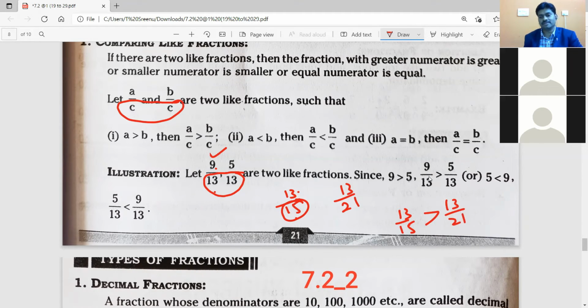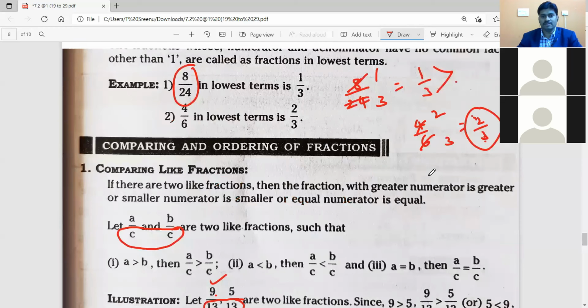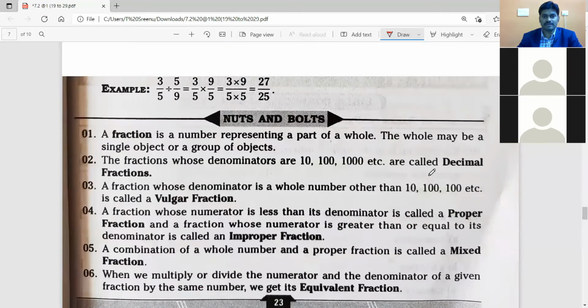Chaitanya, Tauzuddin. Yes, sir. Denominators are same means bigger numerator is the bigger value. Numerators are same means smaller denominator is the bigger value. This is the comparison. Next page.